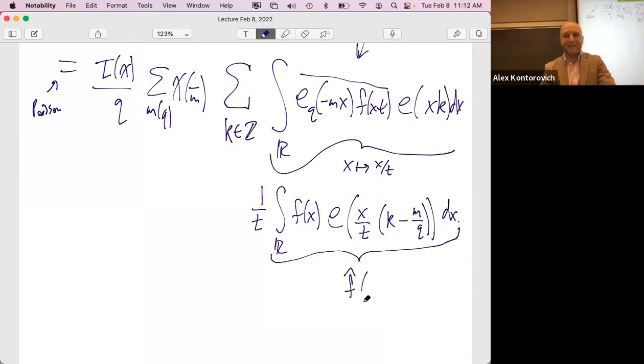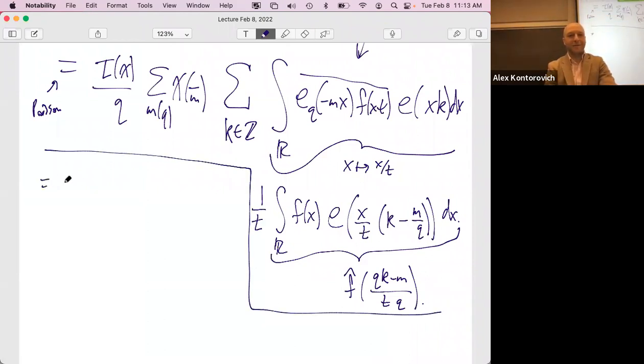It's just f hat at, let's combine this. If I put the q on top and bottom, then I can say qk minus m over tq. x is the variable that we integrate out, against the rest of it being the variable. Yep. So that is what the Fourier transform is: you integrate f against this variable.